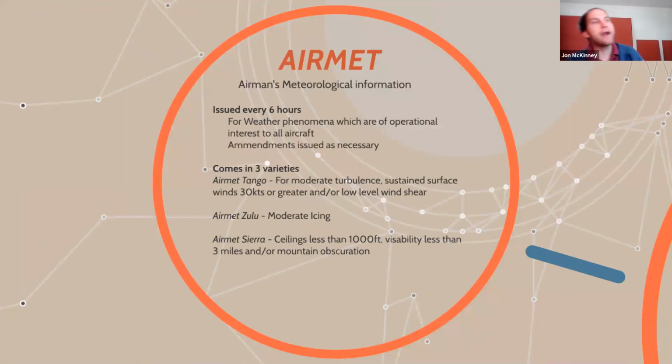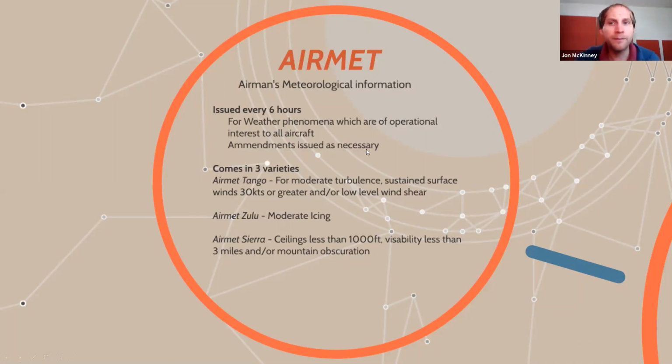Okay, so here's AirMet information. Airmen's meteorological information is an in-flight weather advisory. Typically you're going to see that they're issued every 6 hours for weather phenomena which are of operational interest to all aircraft. Those are the key words for you to remember on the test: for all aircraft. And then they could amend it as necessary.